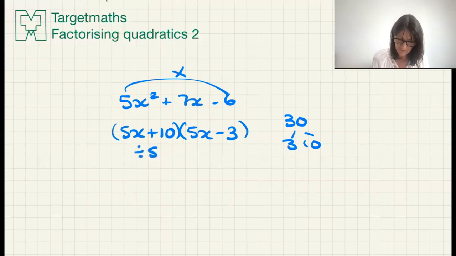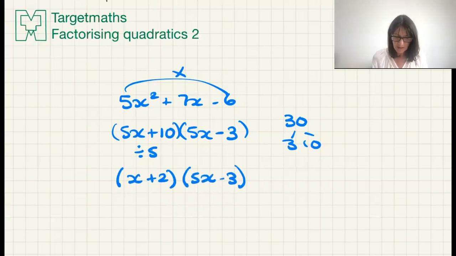Divide this one through by 5, giving me x plus 2. Can't do it on that one. And there's my answer. Double check. X times 5x, 5x squared. 2 times -3, -6. Happy days.